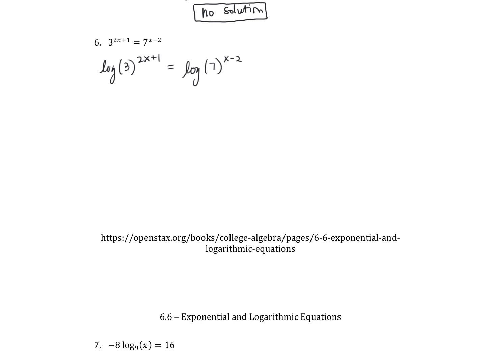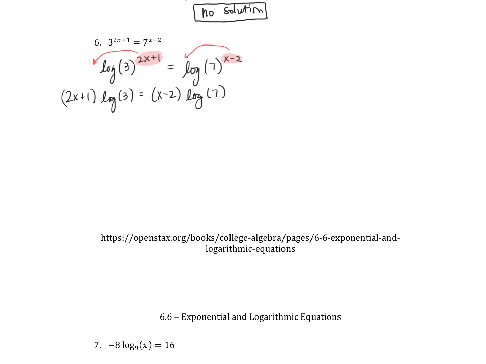Now what you want to do is use the power rule. So we learned that in the previous section, where you can take the exponent and bring it down in front of the log. I'm going to do that to both sides. So now that'll give me 2x plus 1 times the log of 3, and then x minus 2 times the log of 7. Okay, so now we're at a good point where we at least have the variables down as not an exponent.